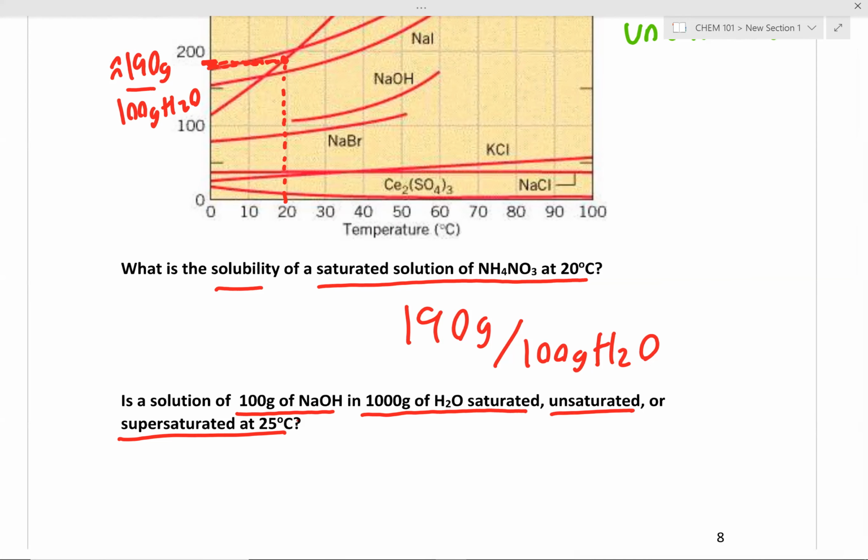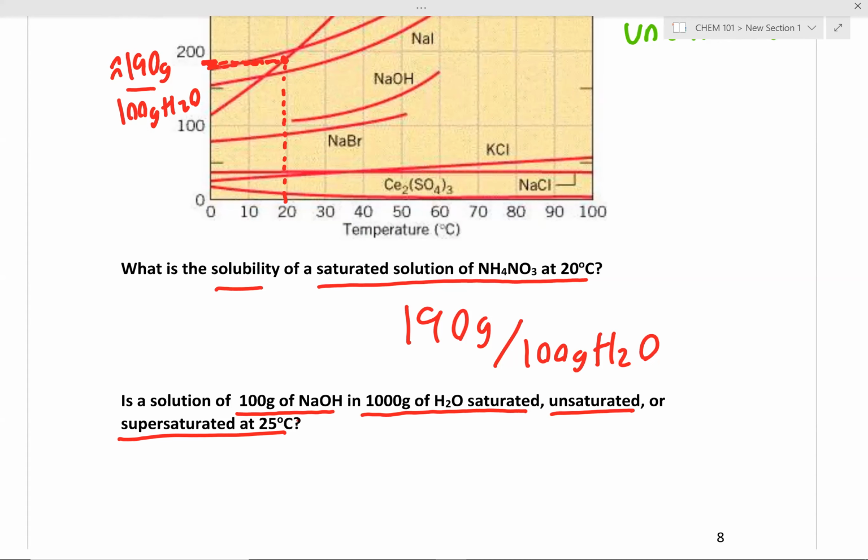Everything going okay? So you go from the temperature, and then you trace up to the solubility curve of your compound. In this case, sodium hydroxide. It's 100 grams of sodium hydroxide for 1,000 grams of water. And the y-axis is in grams per 100. To do a conversion.